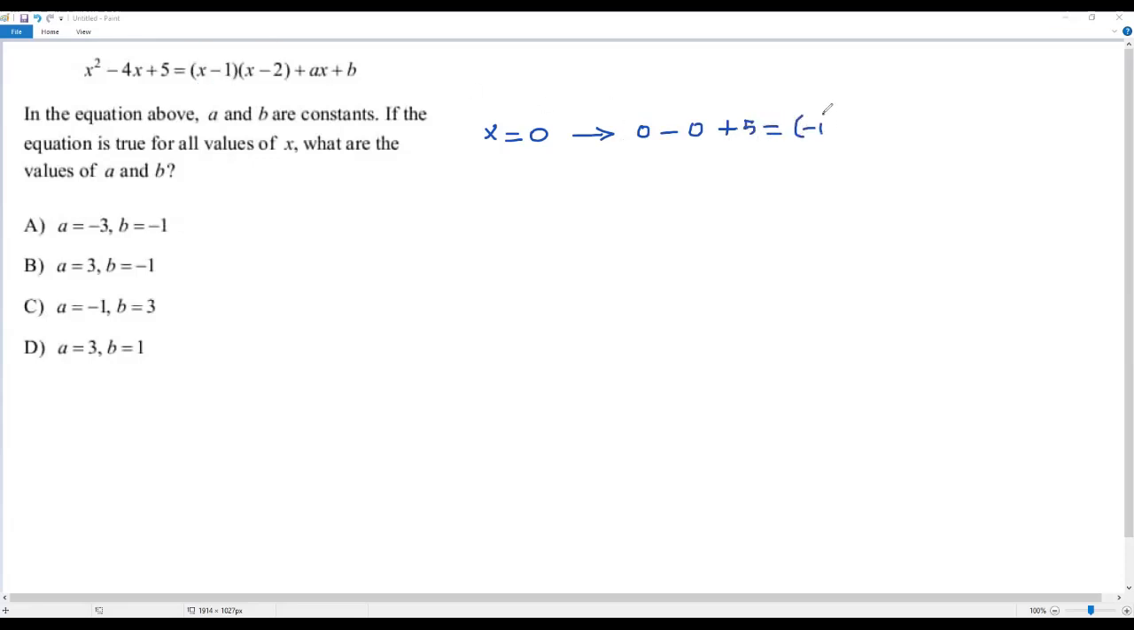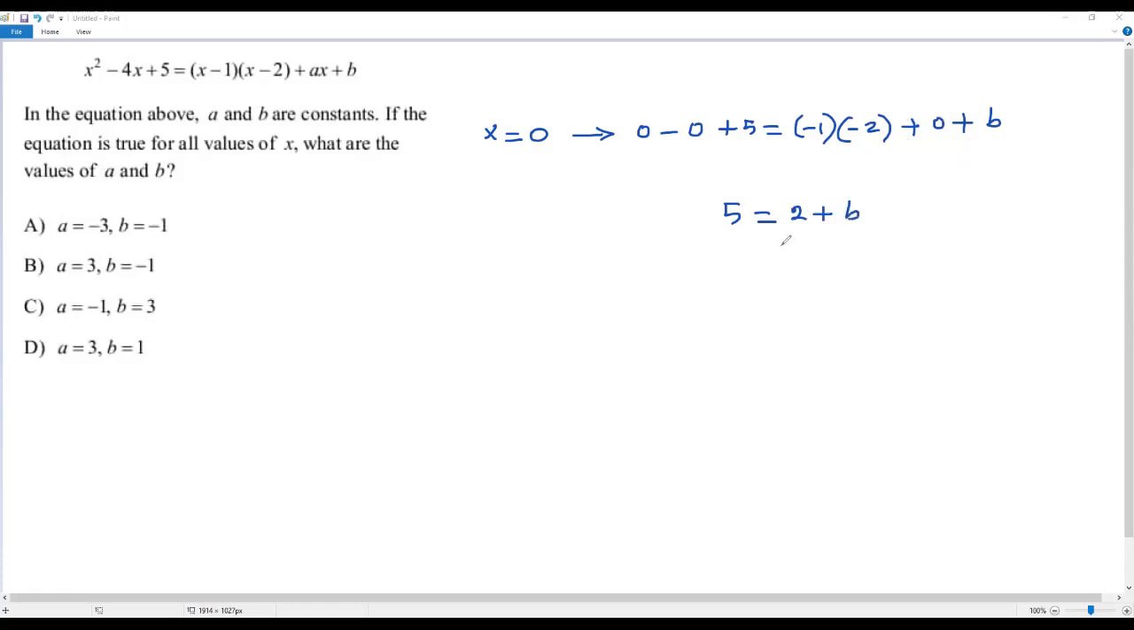On the right side, when I plug in x = 0, 0 − 1 is just −1, and 0 − 2 is −2. Then 0 multiplied by a will be 0, plus b. So on the left side, combining 0, minus 0, plus 5, I'm just getting 5. −1 times −2 will be positive 2. We can skip the 0, then we write plus b.